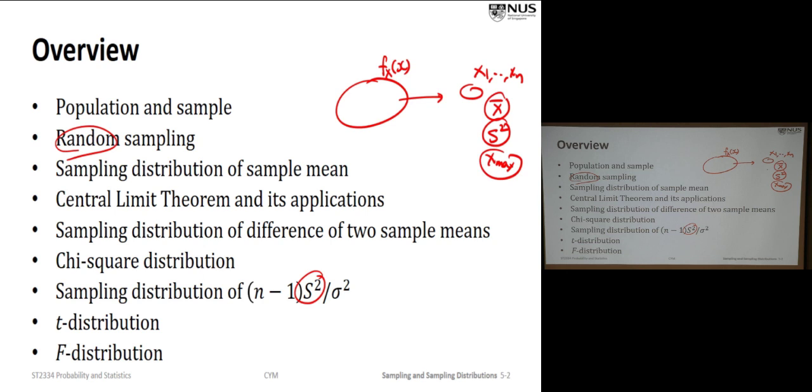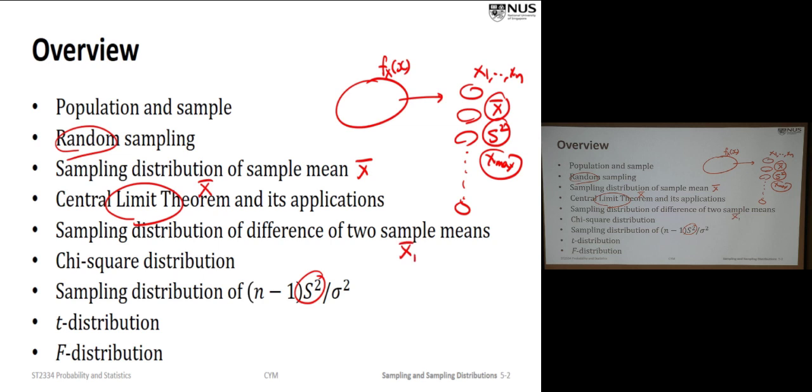Then we consider that we can take many samples. For each one I calculate x bar. Then I can plot the histogram. That will tell me something about how this x bar behaves. It depends on the underlying distribution. So this one is x bar. The central limit theorem is something about the distribution of x bar.